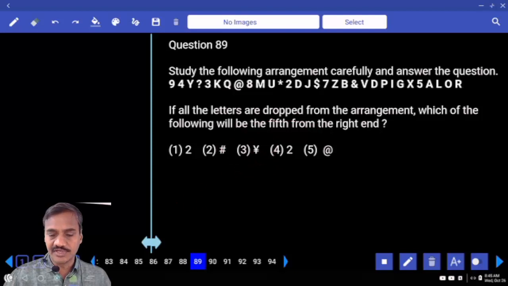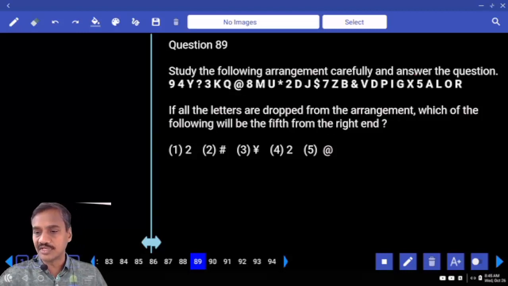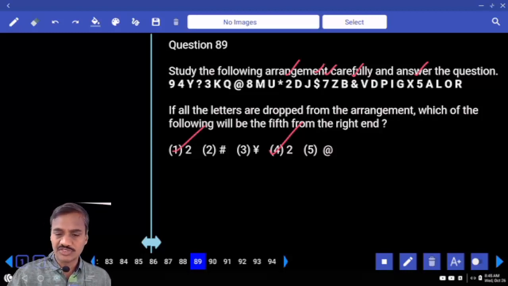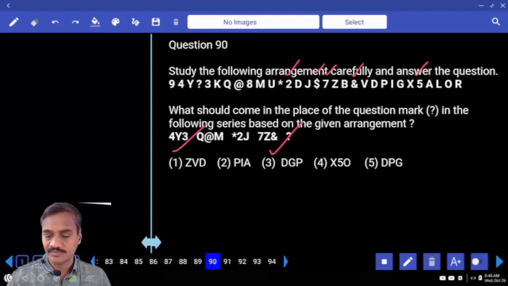The next one, 89, if all the letters are dropped from the above arrangement, which of the following will be 5th from the right? 5th from the right without the letters. Without the letters, 5th from the right, tell me: this is 1, this is 2, and next one this is 3, 4 and 5. What is the number we have? 2, that is choice 2, question number 89. Is it correct? And two choices were given, 2 and 2. Maybe one could be Z, one should be Z.